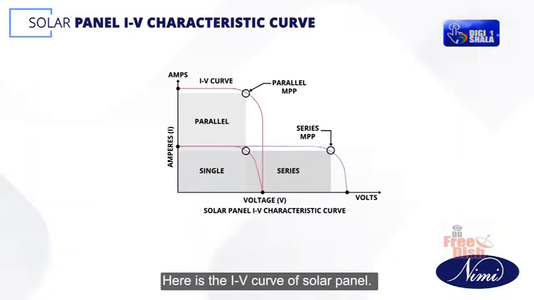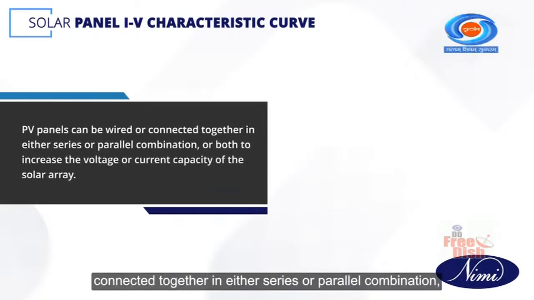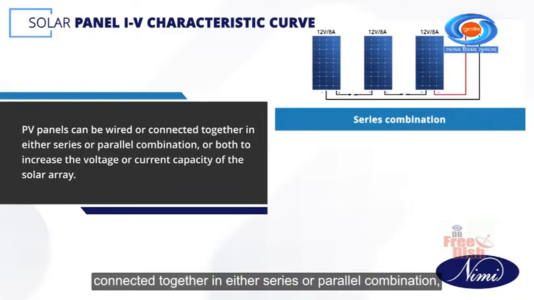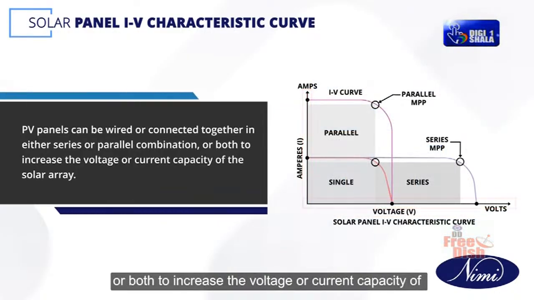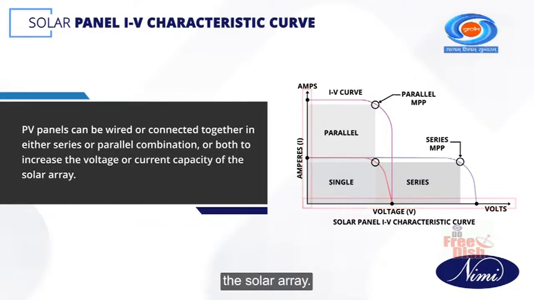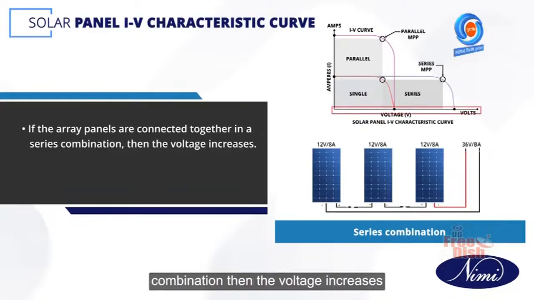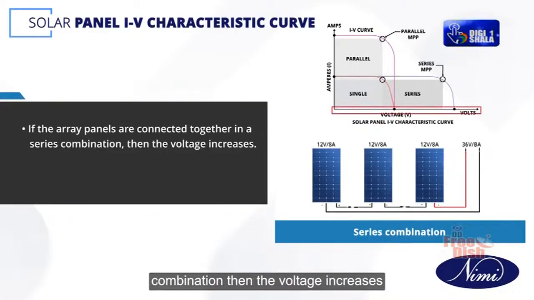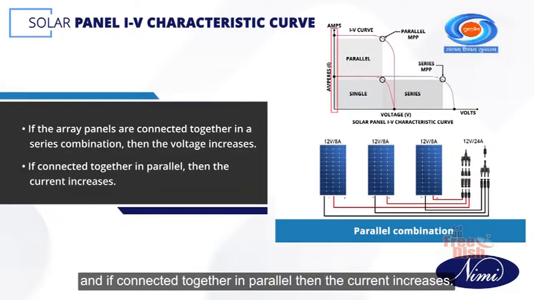Here is the IV curve of a solar panel. PV panels can be wired or connected together in either series or parallel combination, or both, to increase the voltage or current capacity of the solar array. If the array panels are connected together in a series combination, then the voltage increases, and if connected together in parallel, then the current increases.